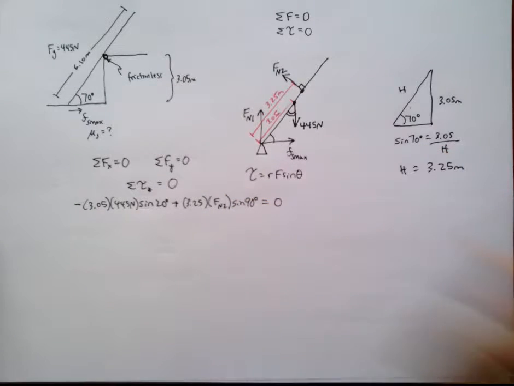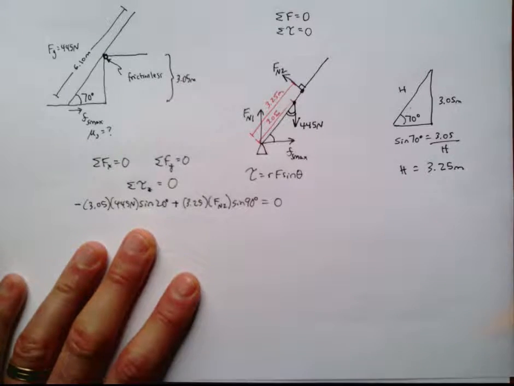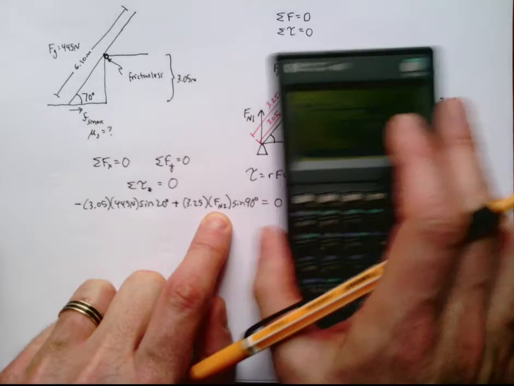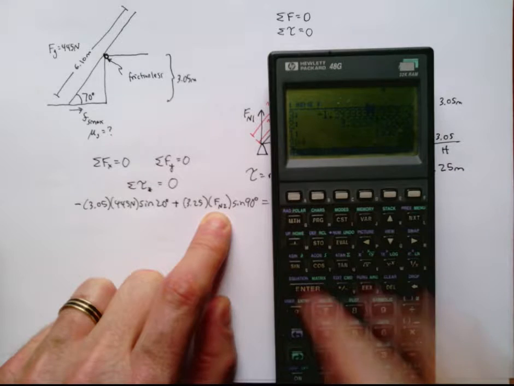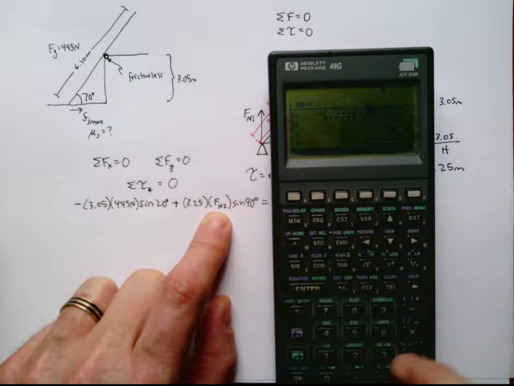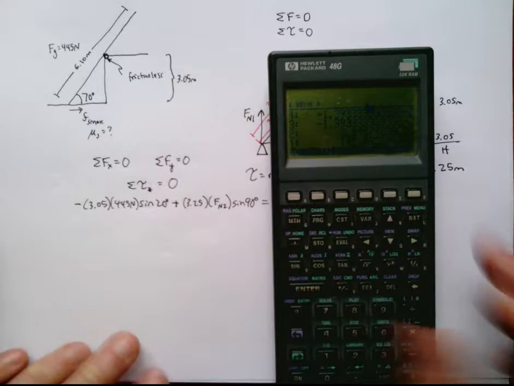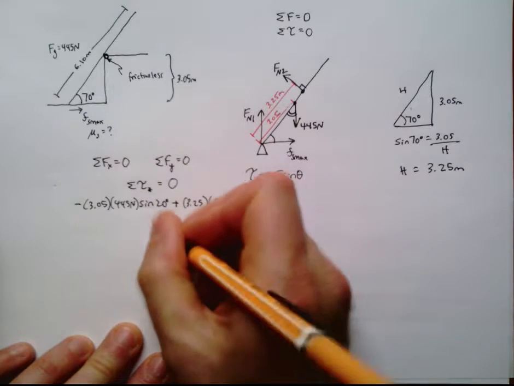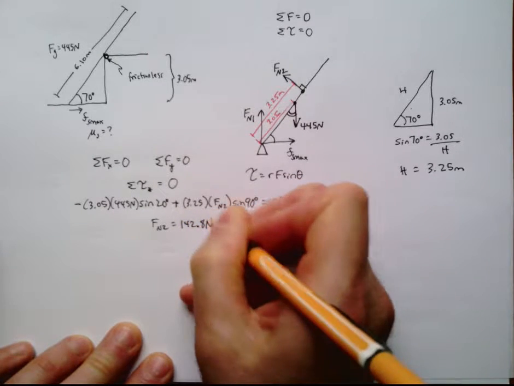Anyway, that's our equation. That has to add up to 0 because we know that this object isn't rotating. So that allows us to figure out this unknown of Fn2. So let's see what I get when I do that on my calculator. 3.05 times 445 times the sine of 20, and then I have to divide by 3.25, and I get an answer of 142.8. So Fn2 is equal to 142.8 newtons.